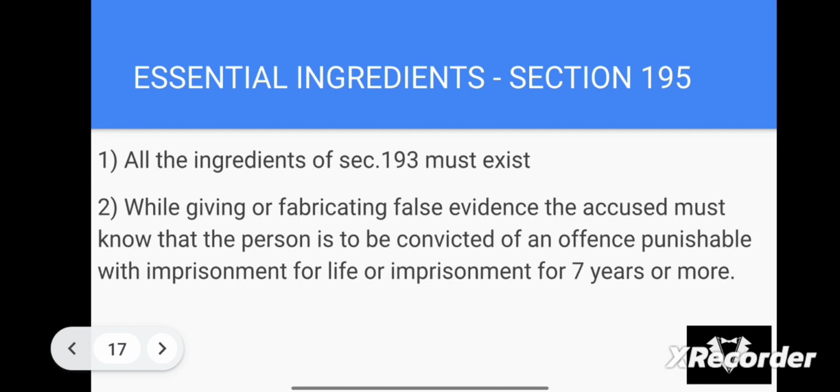The essential ingredients of Section 195 are: all the ingredients of Section 193 must exist, and while giving or fabricating false evidence, the accused must know that the person is to be convicted of an offense punishable with imprisonment for life or imprisonment for 7 years or more.